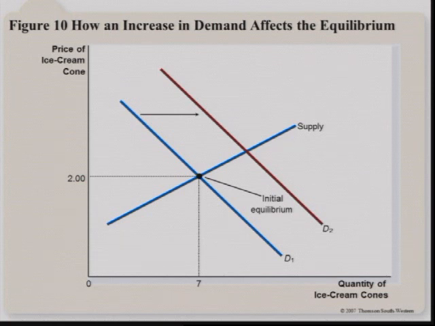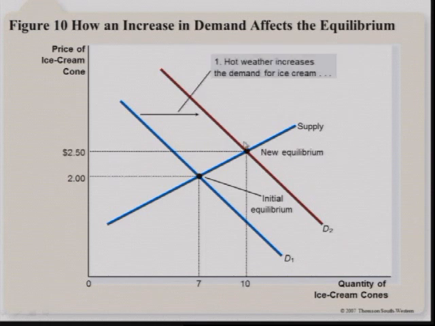Before I click through, at the new equilibrium, is the price going to be higher or lower than the original price? Higher. So just like you did with the initial equilibrium, you find where they intersect, and then whatever I'm asking you about, if I'm asking about price, you go over here. If I'm asking about quantity, you go straight down. So what can we say? If hot weather increases the demand for ice cream, more ice cream is going to be sold at higher prices.